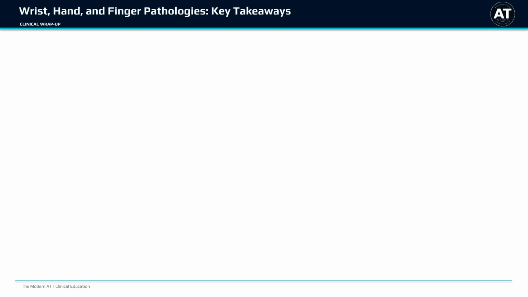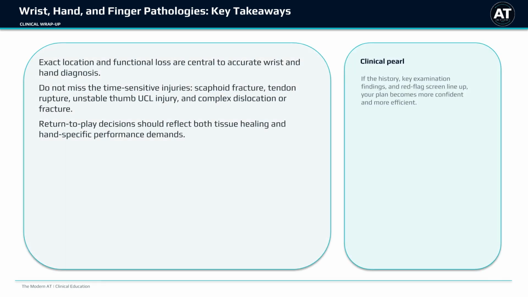The key takeaway is that exact location and functional loss drive wrist, hand, and finger evaluation. Radial wrist pain, ulnar wrist pain, median nerve symptoms, thumb MCP pain, and DIP or PIP motion loss each lead to different priorities. Do not miss time-sensitive or high-risk injuries such as scaphoid fracture, tendon rupture, unstable thumb UCL injury, fracture dislocation, rotational deformity, and progressive neurologic symptoms.